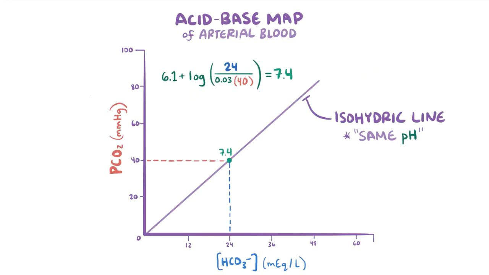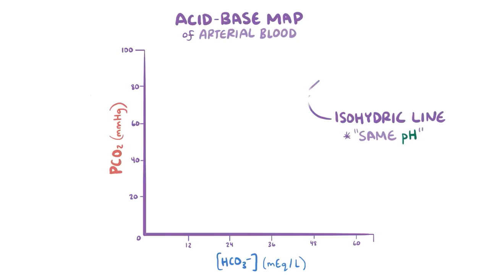Now, we'd have the same pH of 7.4 if there's a bicarbonate concentration of 36 milliequivalents per liter and a partial pressure of carbon dioxide of 60 millimeters of mercury. Or with a bicarbonate concentration of 12 milliequivalents per liter and a partial pressure of carbon dioxide of 20 millimeters of mercury.